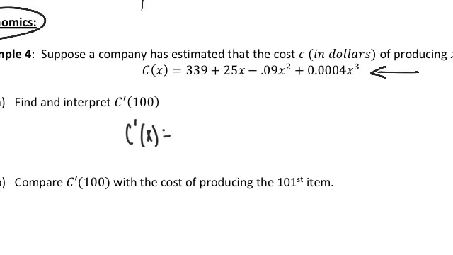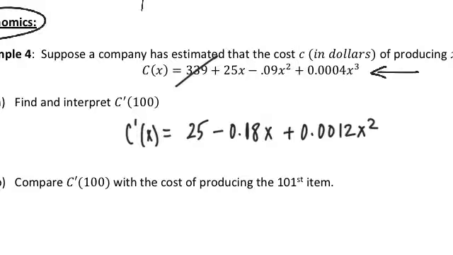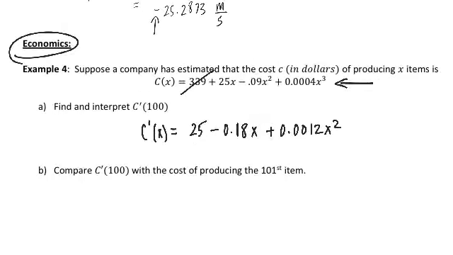We just find C prime of x, where the constant goes away, and then we have 25 minus 0.09 times 2 would be 0.18x plus 0.0012x squared, right? So that is C prime of x. And then C prime of 100 would mean we're going to put 100 in here for everything.